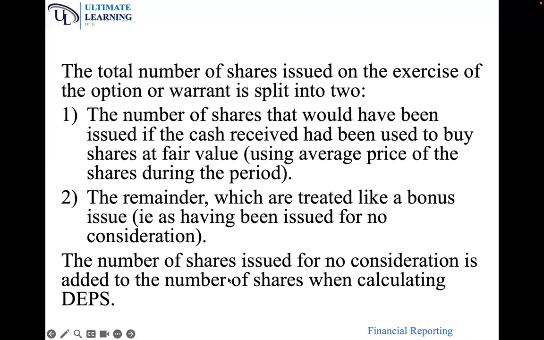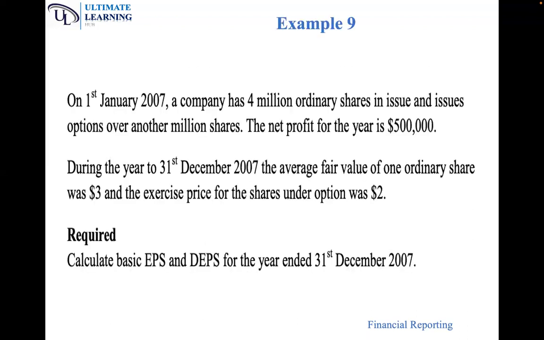I'm repeating, in options and warrants, there is the current number of shares, and then there are shares issued at no consideration, the shares issued for free. So you take the current number of shares, to it you add the shares issued for free. When you want to calculate diluted EPS, you take the current number of shares plus the shares issued for free. We will see how to find that.